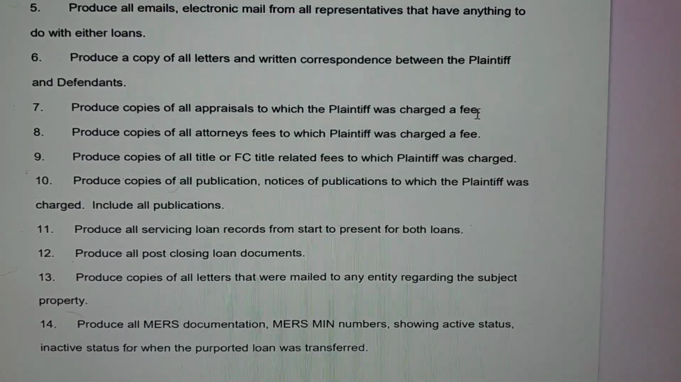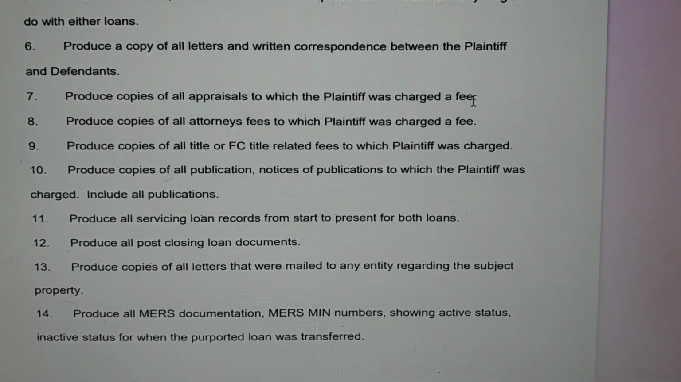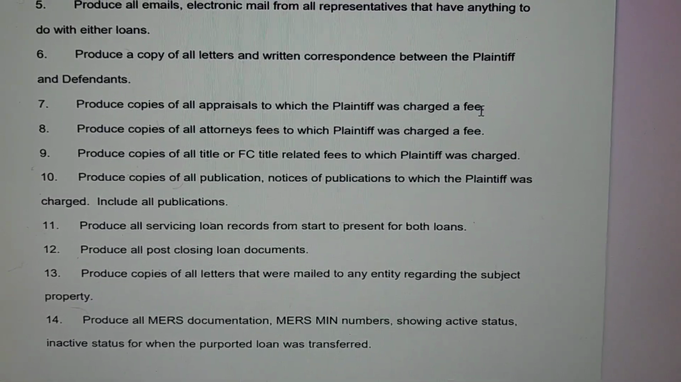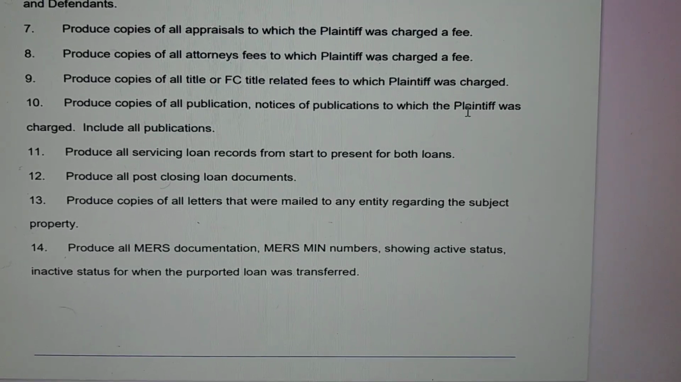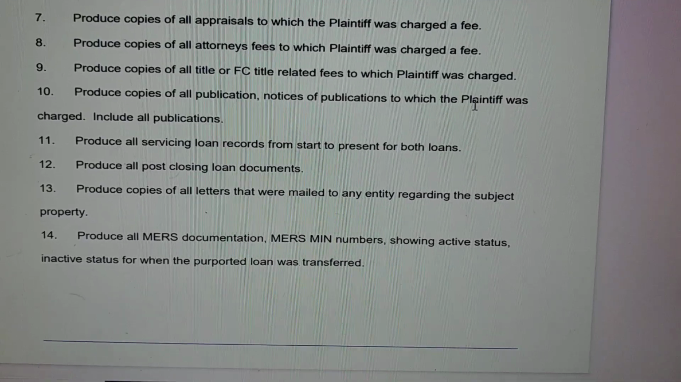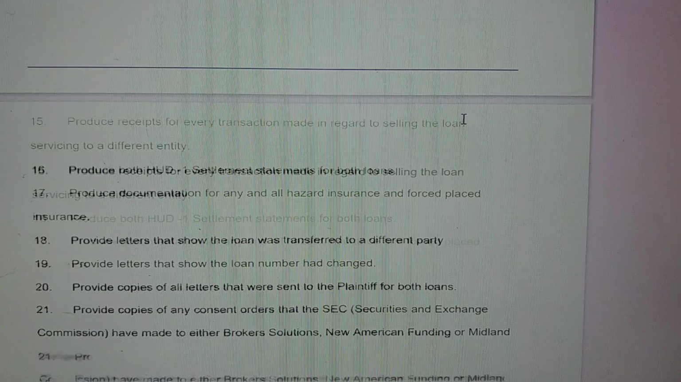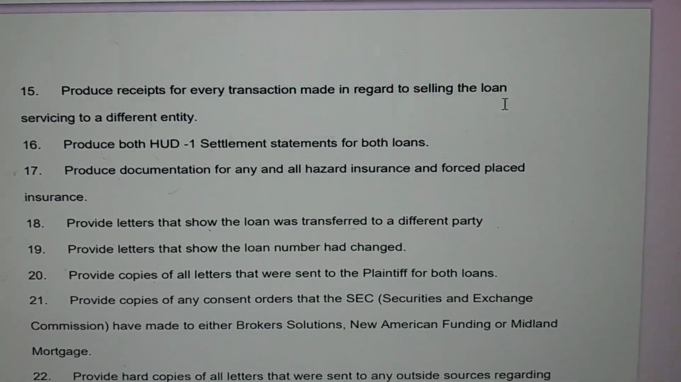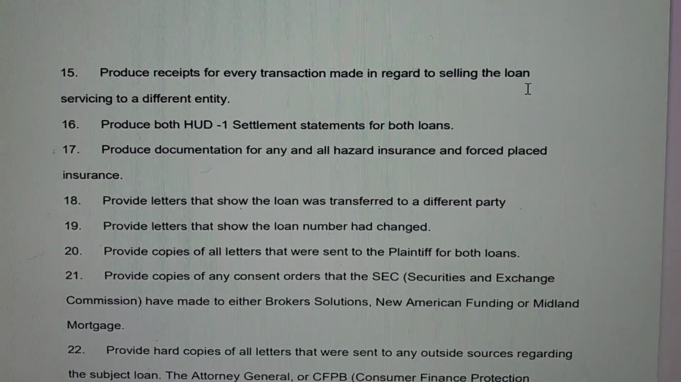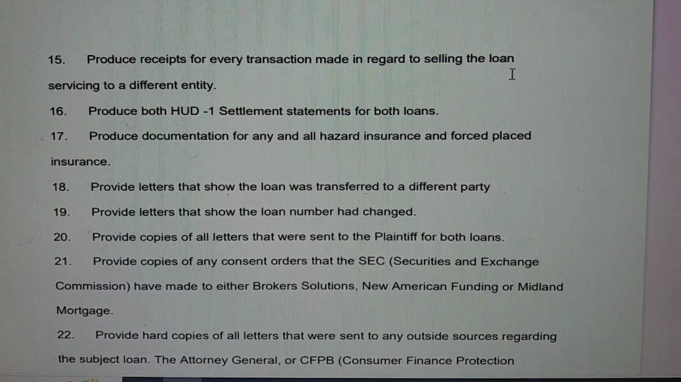Number 12, produce all post-closing loan documents. Number 13, produce copies of all letters that were mailed to any entity regarding the subject property. Number 14, produce all MERS documentation, MERS MIN numbers showing active status, inactive status for when the purported loan was transferred. Number 15, produce receipts for every transaction made in regard to selling the loan servicing to a different entity. Number 16, produce both HUD-1 settlement statements for both loans.